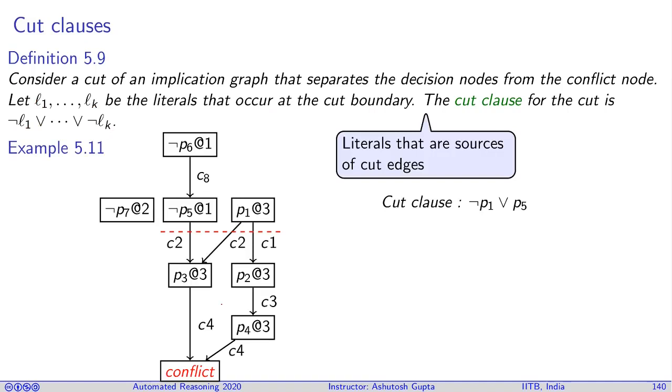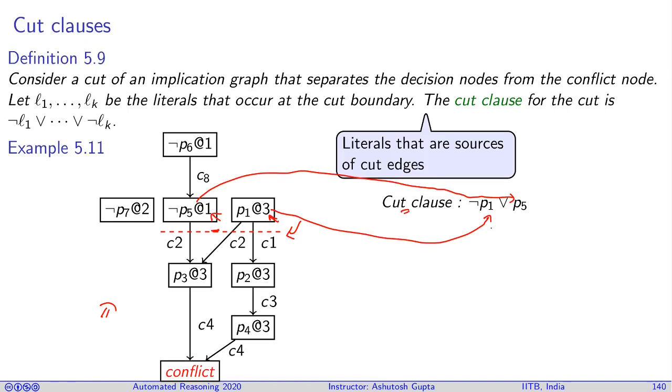So let's look at this example, which we have drawn in our running example. In this example, you just cut somewhere. Cut this graph such that decisions are separated from the conflict. Okay, so let's look at this cut. In this cut, you have two literals which are at the boundary, this one and this one. What I will do is take the negation of this literal here and the negation of this literal here and take the disjunction, and I will call it the cut clause.